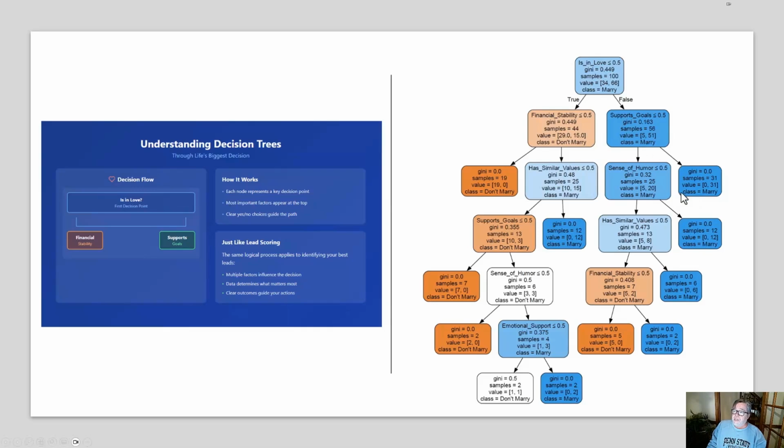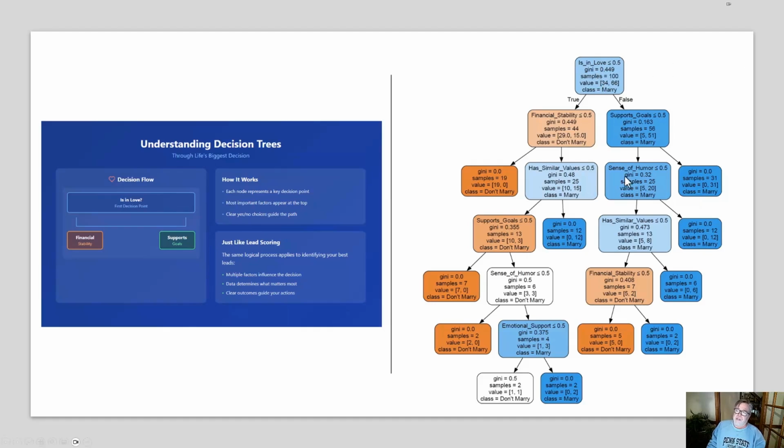You can see on this side there's many more blue boxes, and that's because these were people that were in love. So if they were in love, you had 56 of those couples, and 51 of them got married right out of the gate. But what if they were in love and they felt that their partner supported their goals? Now you had 31 people in that group, and all 31 of them got married. Sense of humor, similar values, financial stability, emotional support. So again, this is not real data. This was generated data, but it gives you an idea of what a decision tree is.